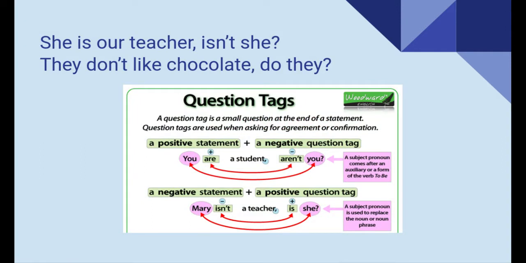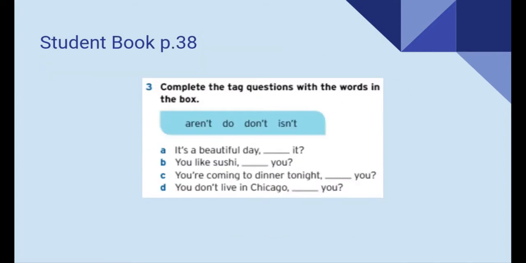So, if you remember, a tag question is a small question at the end of a statement. They are used when we want to ask for agreement or when we want to confirm information. Now, if you remember this, when we have a positive statement like you are a student, we're going to have a negative question tag, aren't you? And when we have a negative statement like Mary isn't a teacher, we're going to have a positive question tag, is she? So we're going to practice this in our student book page 38. Here you're going to complete the tag questions with the words in the box. Pause the video to work on this, please.